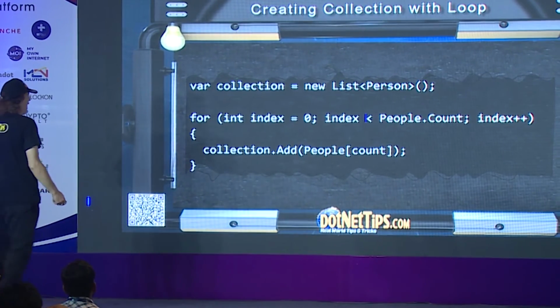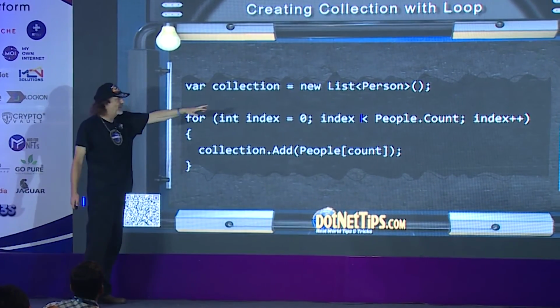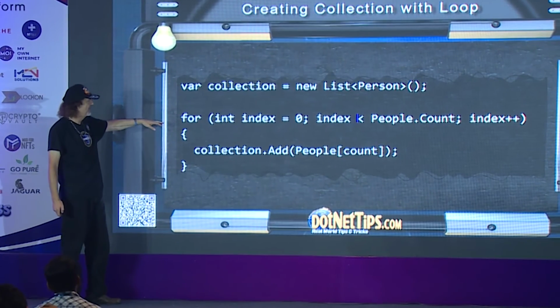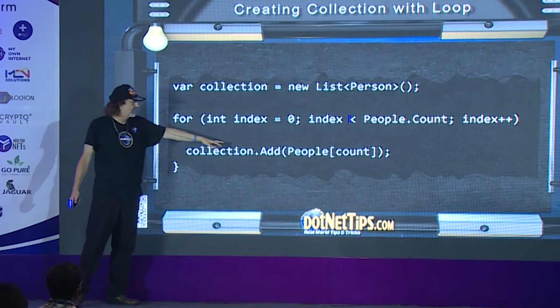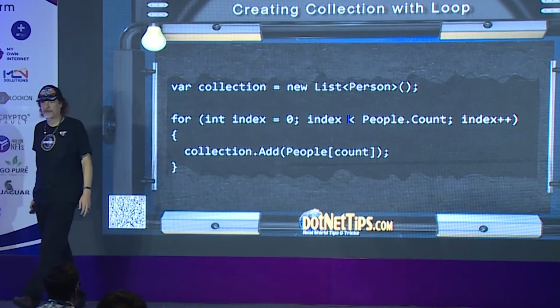Here's an example. I have a list of person. I forgot to put the count on there. I guess I should have. And you just go through, you do something, and then you add to the collection right there.